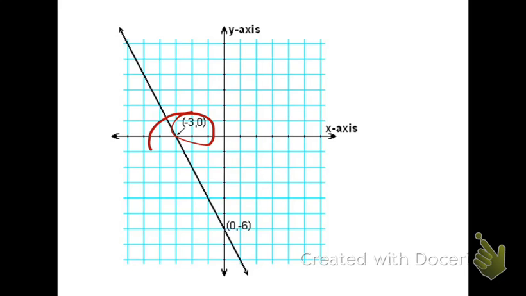Well, what about the y-intercept? Where does the graph cross the y-axis? Right here at 0, -6. So the y-intercept we could say is -6, or we could say the point 0, -6.